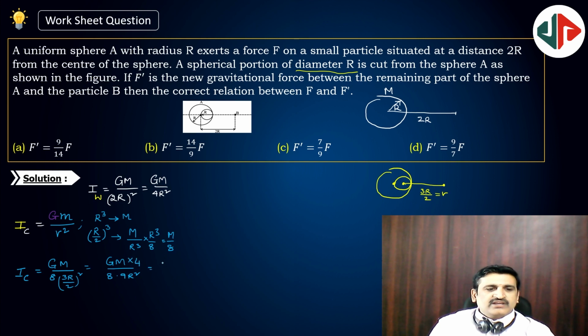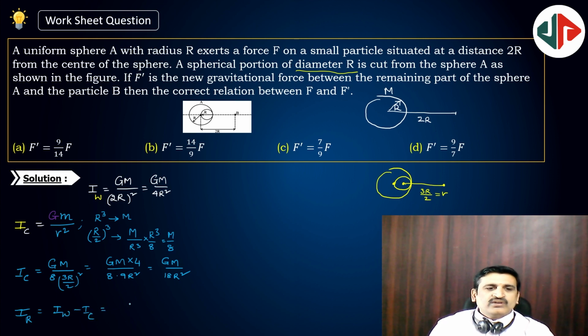So it will be 4, will go 2 times. Gm by 18r square. This is the cut portion gravitational field. Whole gravitational field, that one. Okay, so the remaining gravitational field is whole minus cut portion.